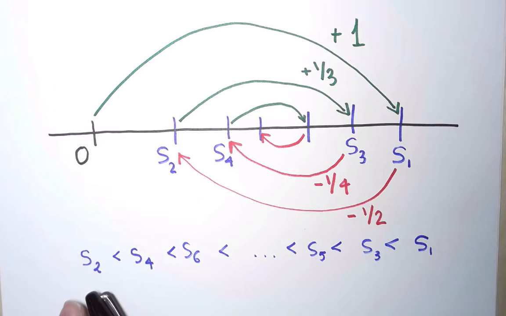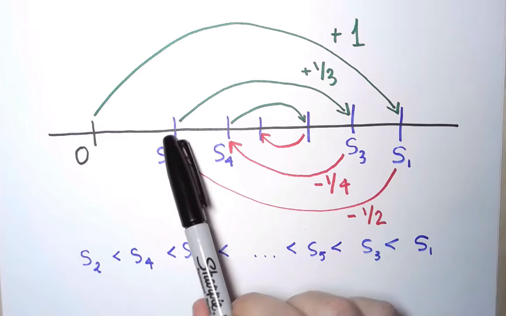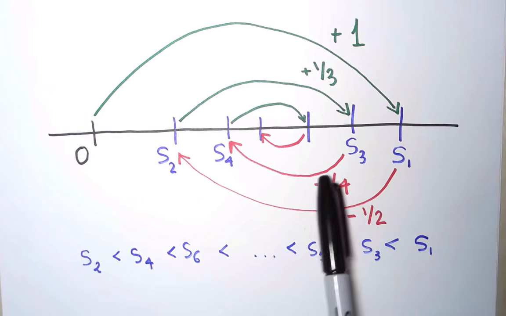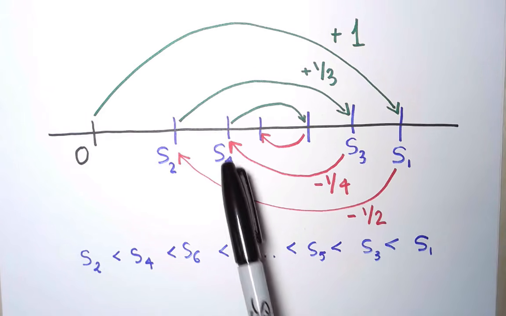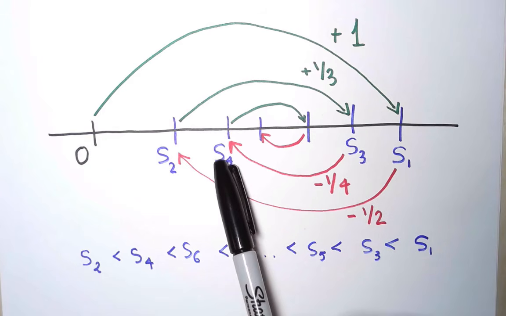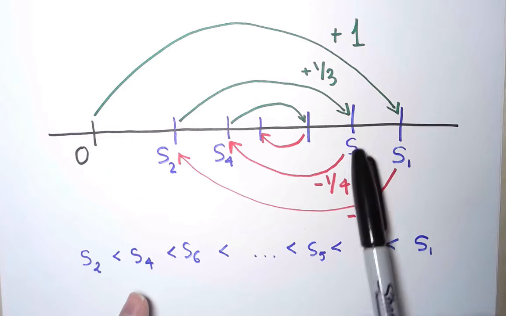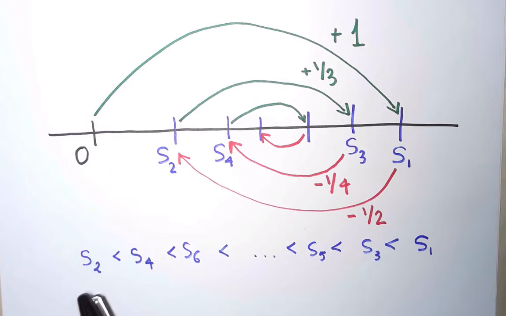Every even partial sum is smaller than the next one, because to go from an even partial sum to the next, I have to add something and then subtract something smaller. The same argument tells me why every odd partial sum is greater than the next one. Then every even partial sum is smaller than the next odd partial sum, because I go from even to odd by adding something positive. And then I go from odd to even by adding something negative. So I can accept this string of inequalities.